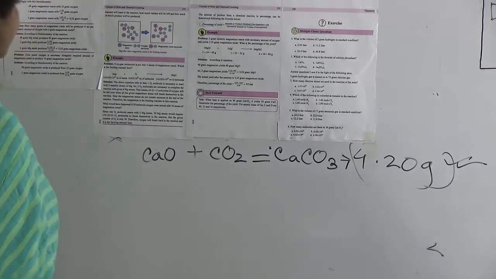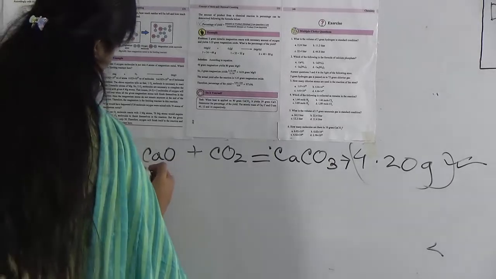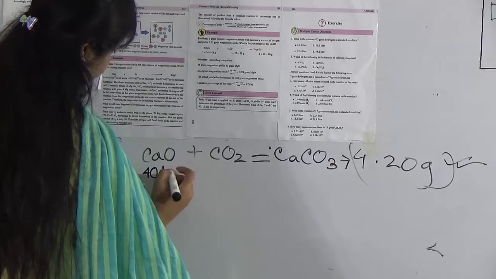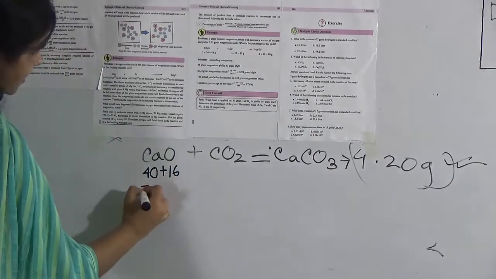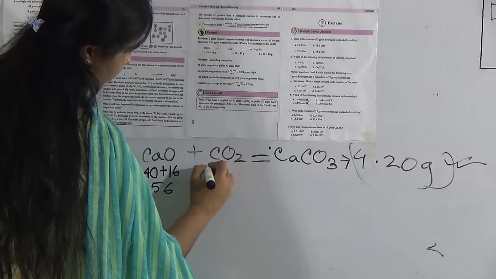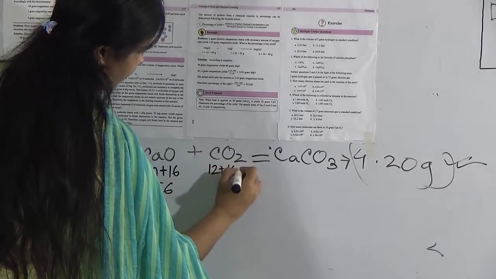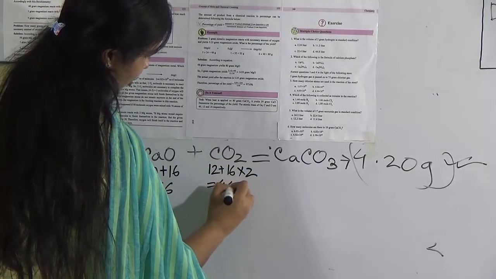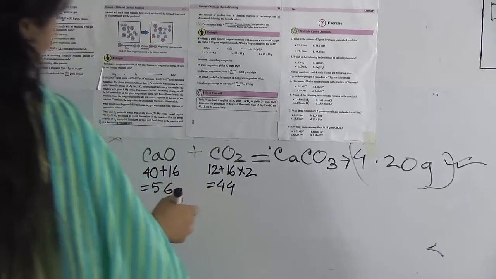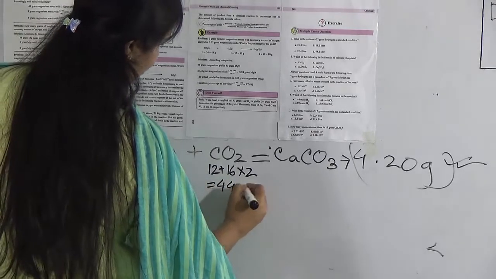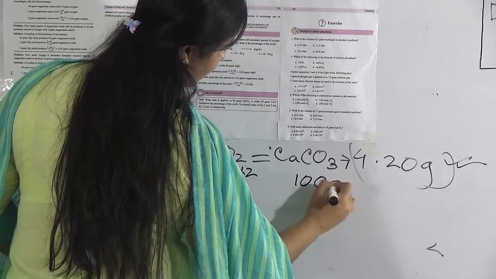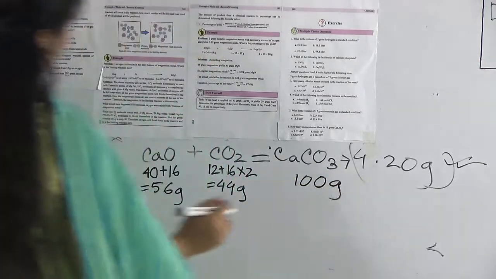For finding the percentage of yield, we have to first calculate: calcium atomic mass is 40, oxygen atomic mass is 16, so total atomic mass is 56. Now come to carbon dioxide, this is 12 plus 16 plus 2, that will be 44. That means 56 gram of calcium oxide react with 44 gram of carbon dioxide, produce, if we calculate, 100 gram of calcium carbonate.